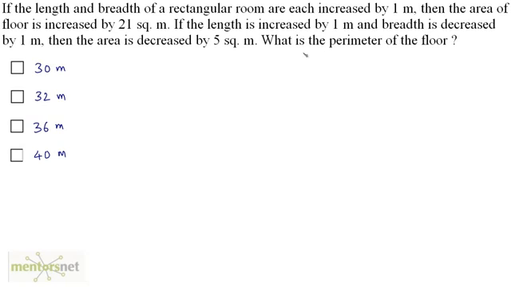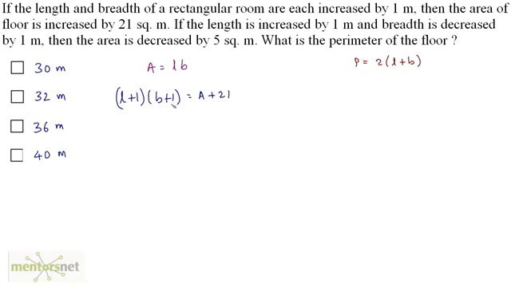Now we have been asked what is the perimeter of the floor. Perimeter is equal to twice of L plus B, twice of length plus breadth, right? Now we know area is equal to length times breadth. So A is equal to length times breadth. Now if the length and breadth of the room are increased by 1 meter, the area is increased by 21 square meters. So if I write L plus 1 times B plus 1, the area is increased by 21 square meters. So A plus 21.